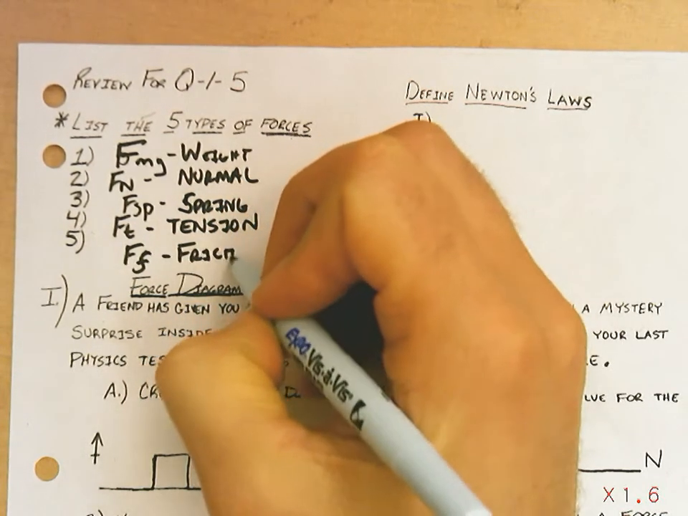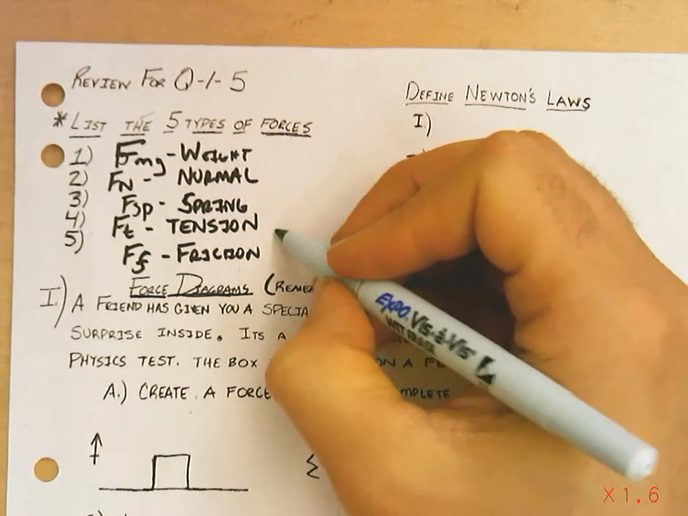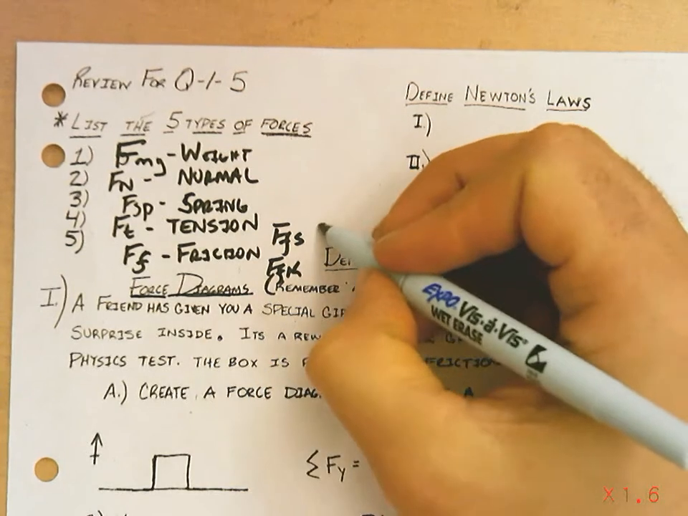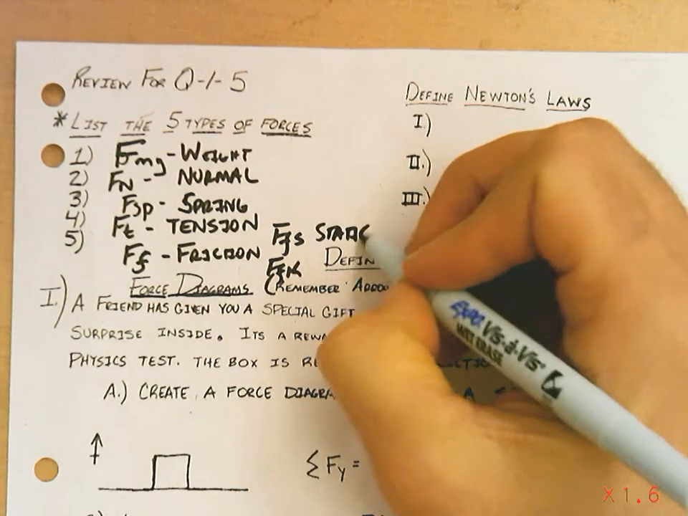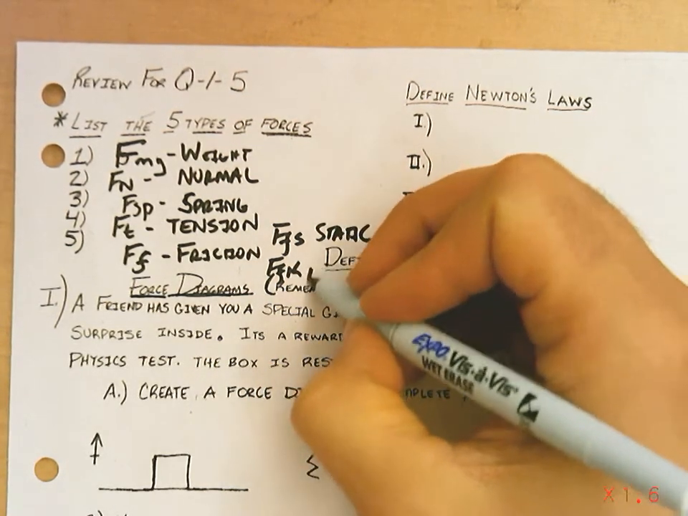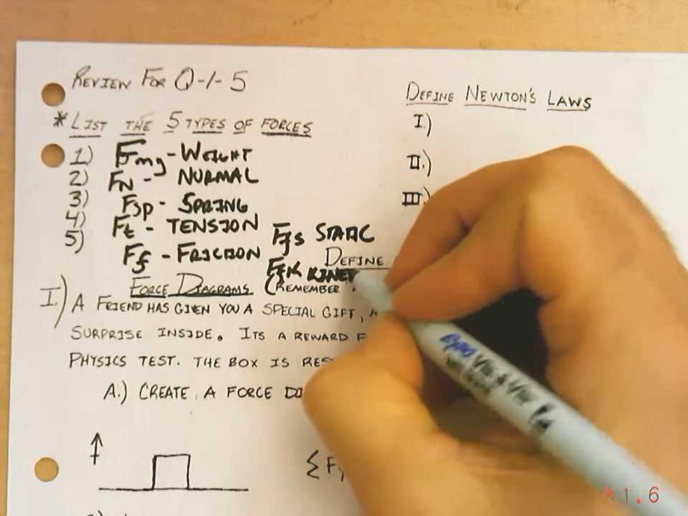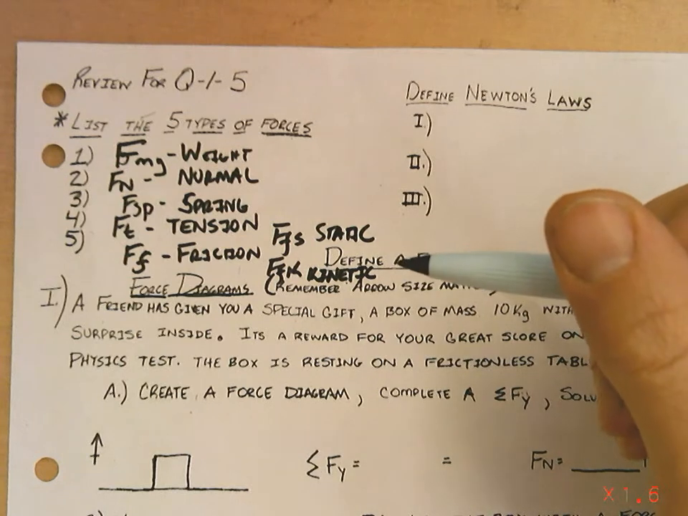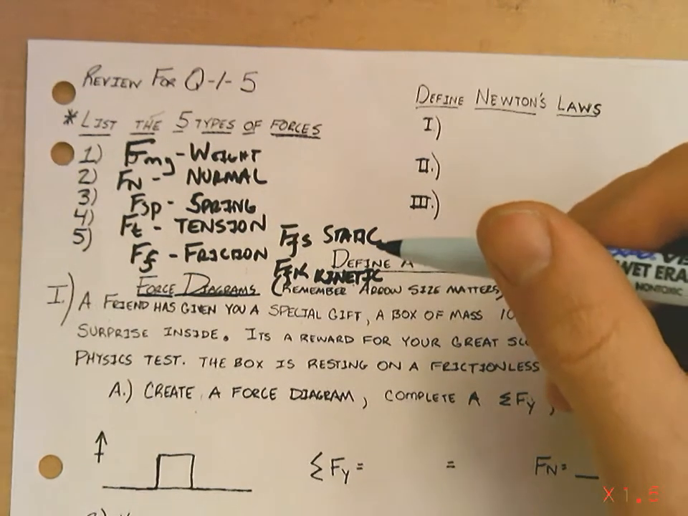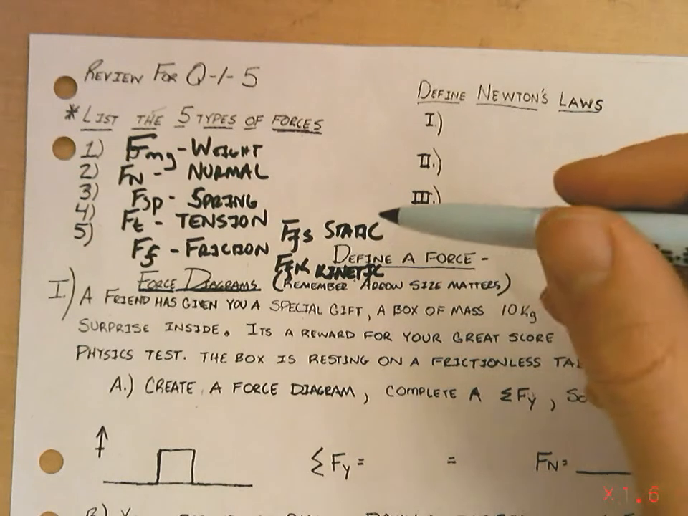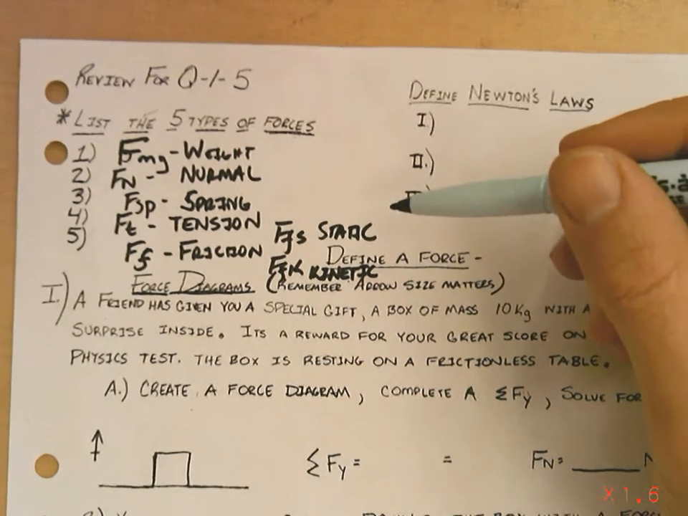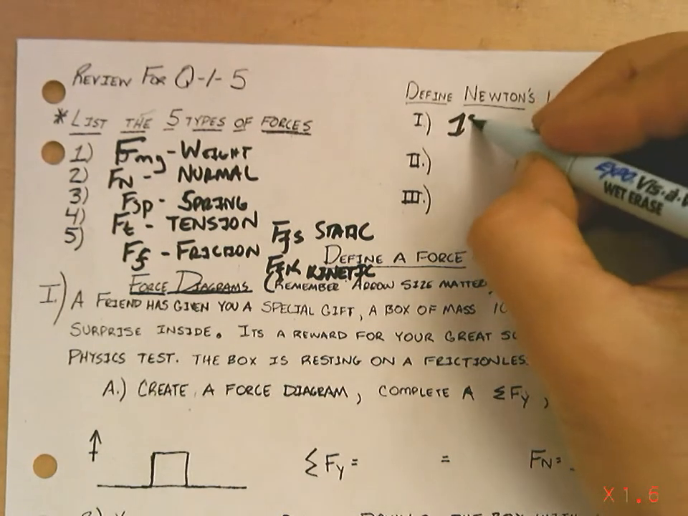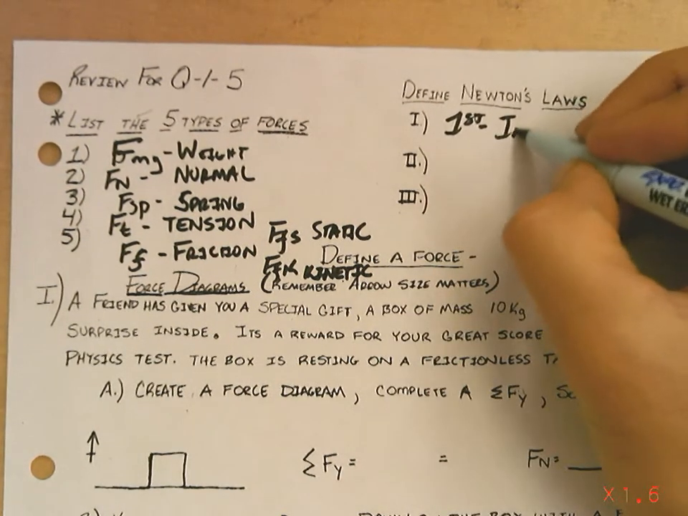But don't forget, there are 2 types. There's FFS and FFK, this being static, and then turning around, this would be kinetic. Static would be non-moving friction, and kinetic would be moving friction. Static will always be greater than kinetic. The only kind of friction we'll have on the quiz would be drag, which would be air friction, no surface friction.